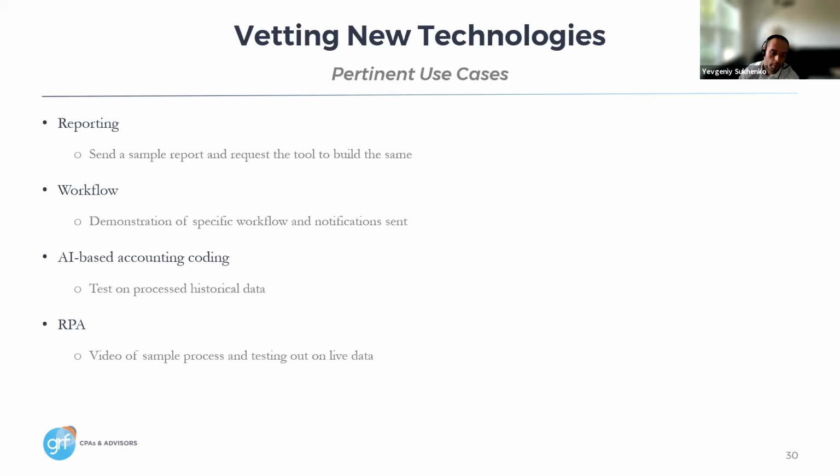And then finally with RPA, similar to the video that Hannah showed earlier, send them a sample process and have them literally create that same bot for you and send you a video of that bot handling the process exactly as you would need it to be handled.